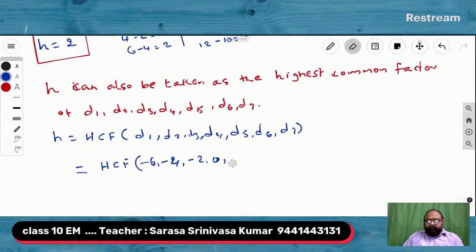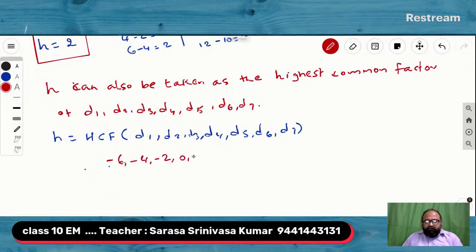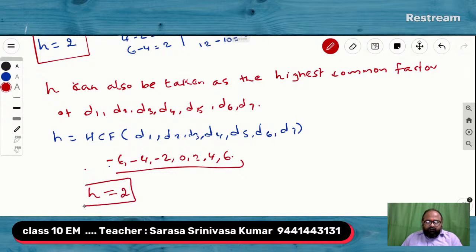Okay, right. We need not write all this. So it divides, we consider this. I will write here minus 6, minus 4, minus 2, 0, 2, 4, 6. If you consider all these values, all these numbers are divisible by 2. So I can write h equal to 2. These are the two methods that we follow.